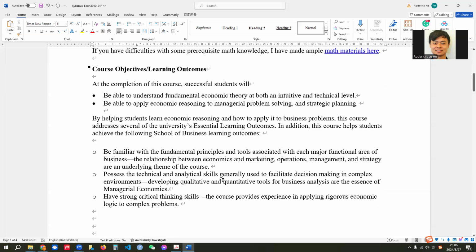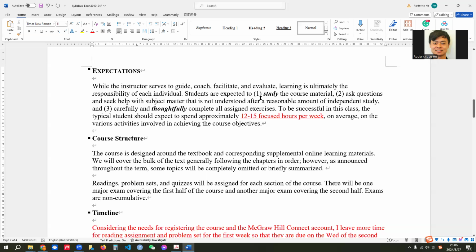Okay, so there is expectation. The key expectation is that you study the course material, you ask questions and seek help with subject matter that is not understood after a reasonable amount of independent study, attempt, and trial and error, and carefully and thoughtfully complete all assigned exercises. To be successful in this class, the typical student should expect to spend approximately 12 to 15 focused hours per week, or at least, I would say, at least 10 hours.